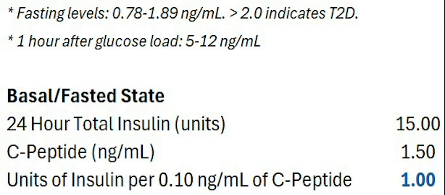Then the second asterisk there is if you do this test not fasted and about an hour after a glucose load, which is essentially what I did in this most recent test that I'll share towards the end of this video. Obviously it'll be higher, because a normal person would need to produce more insulin. So the range that most people would fall in would be 5 to 12, based on what I found online. Based on that, I came up with my own numbers.